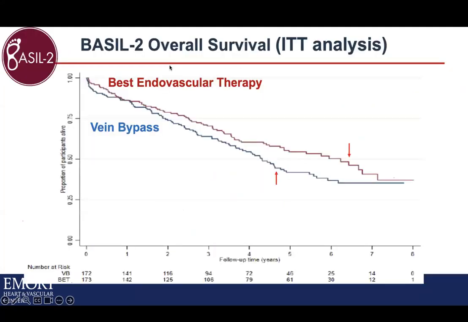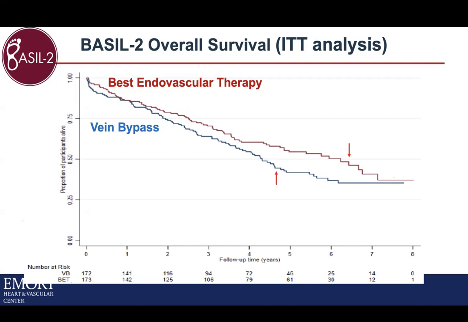The more recently published trial, Basel II, was published last year. They randomized about 350 patients who had below-knee disease and had CLTI. They divided them into surgical and endovascular, and the primary endpoint was similar: the time to amputation or the time to death from the intervention. They followed them for 2 years.